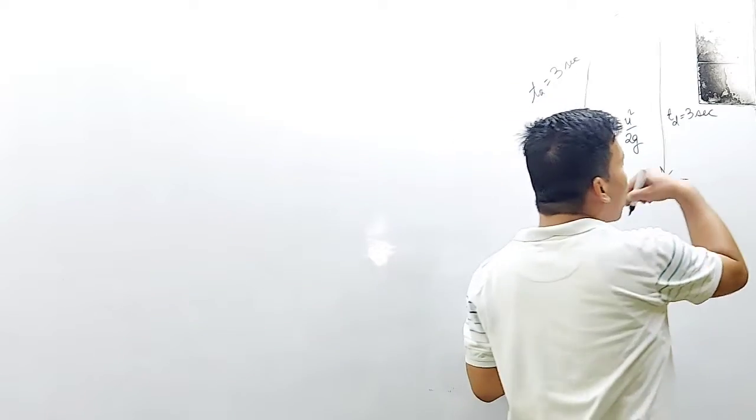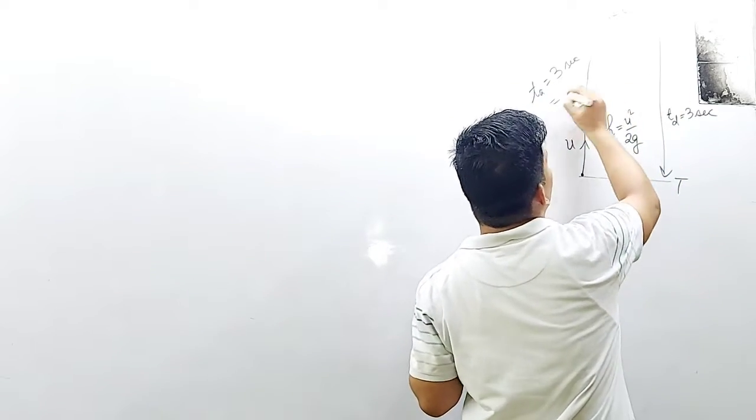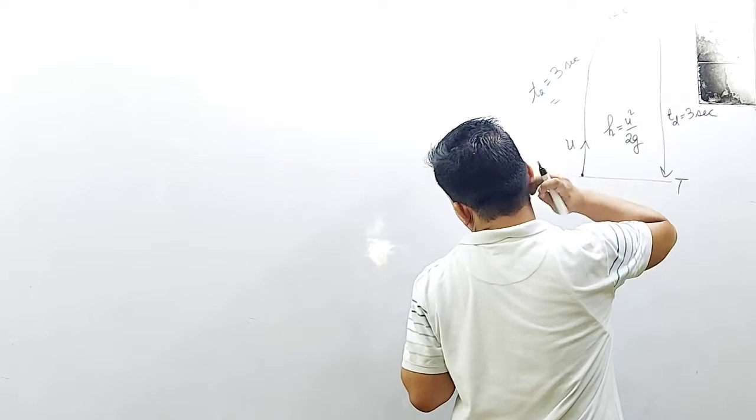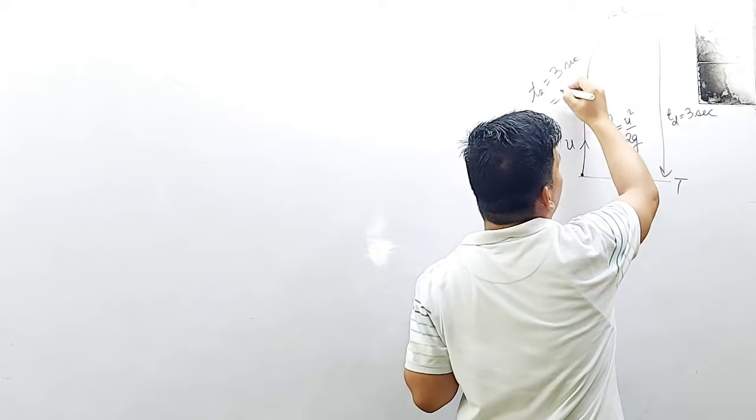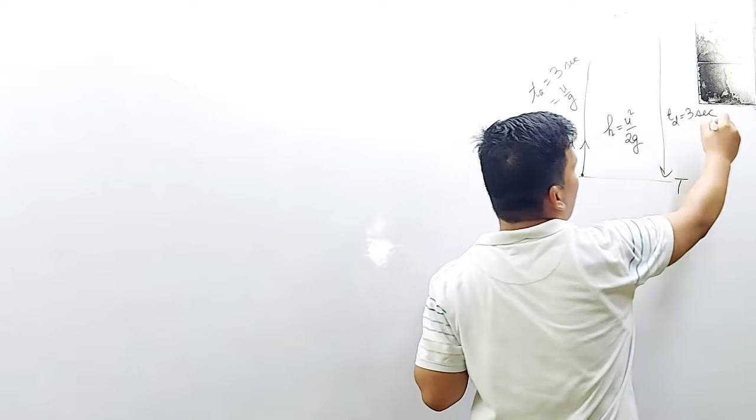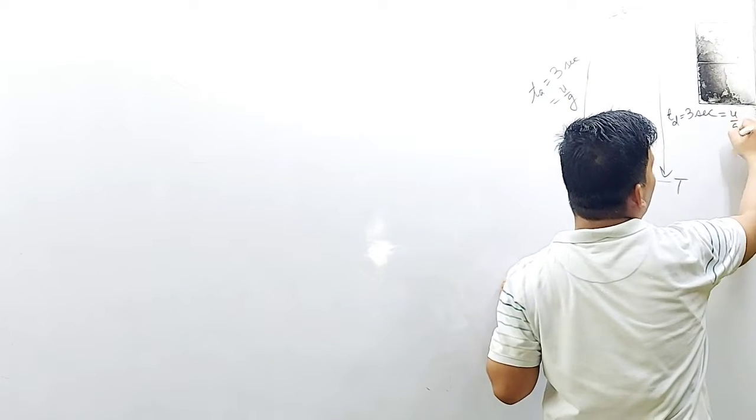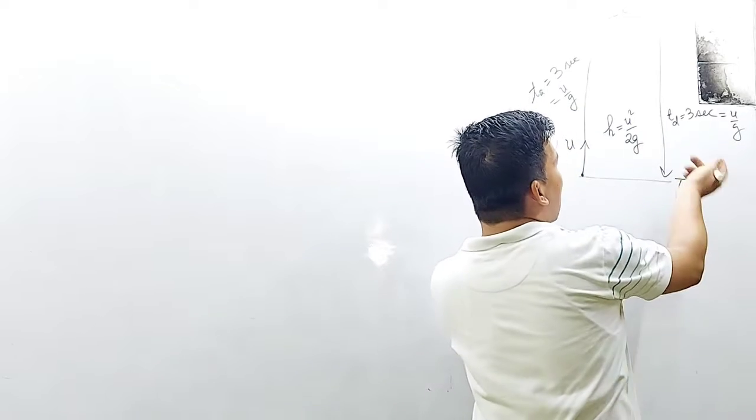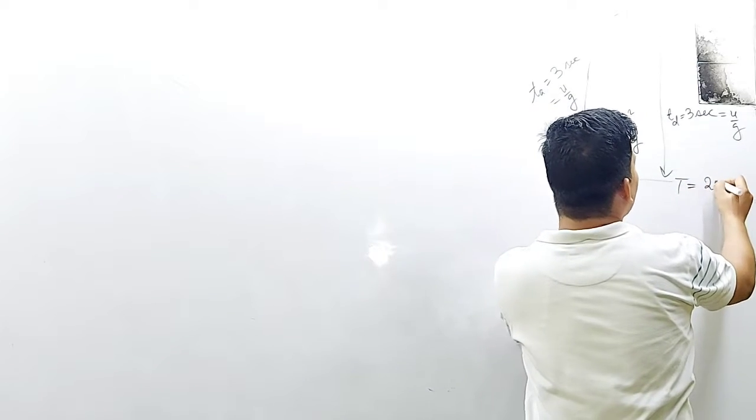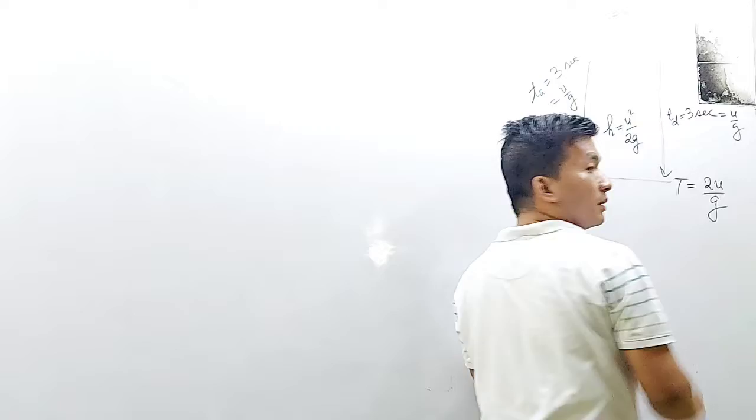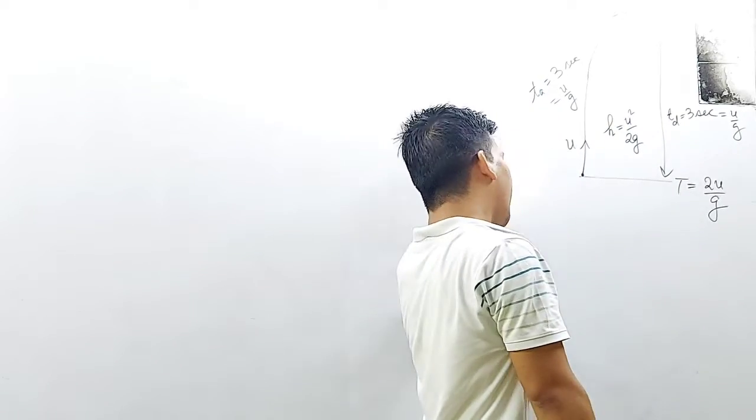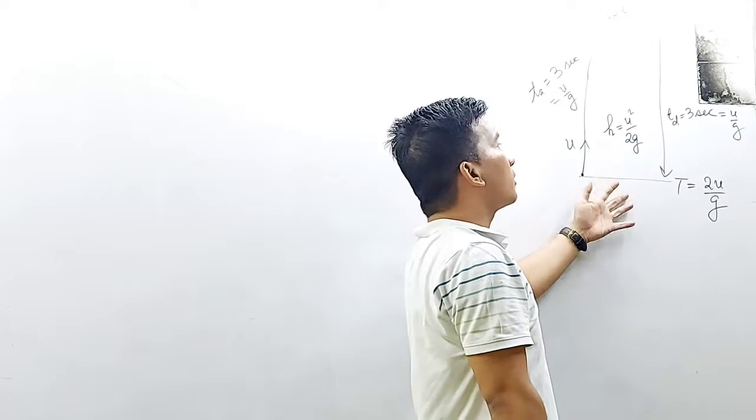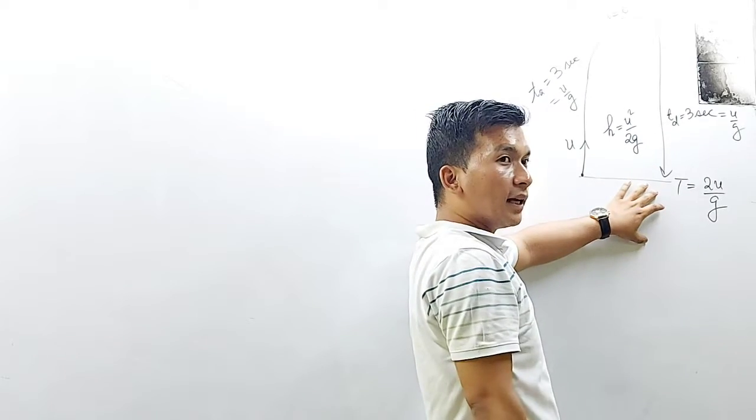And what will be the respective expressions for your time of ascent and time of descent? It is u by g, and this is also u by g. Very simple. Total time will be equal to 2u divided by g. Why do we recall this? Because in the next diagram you will understand why I am recalling this.